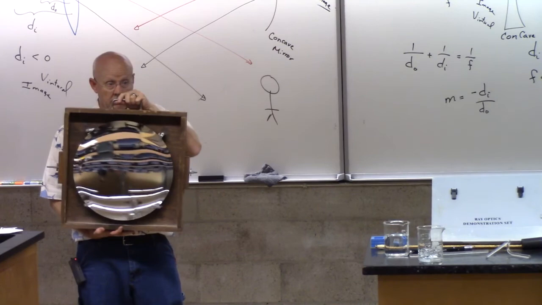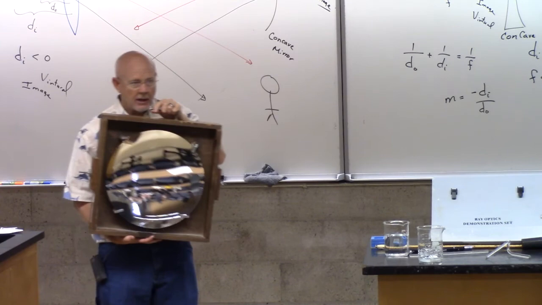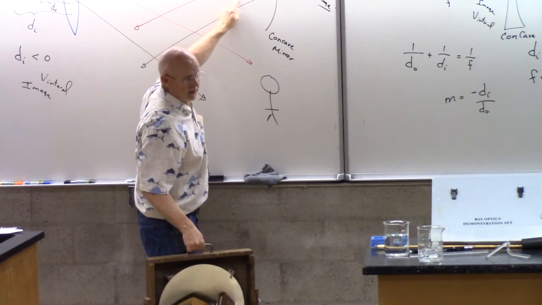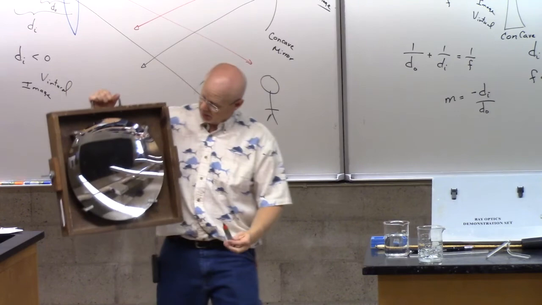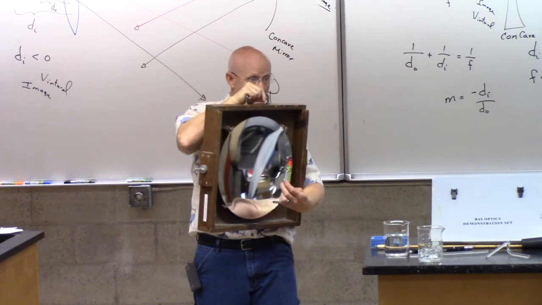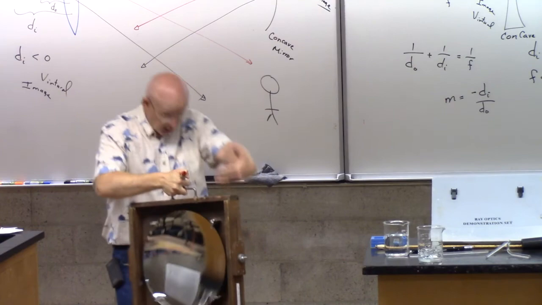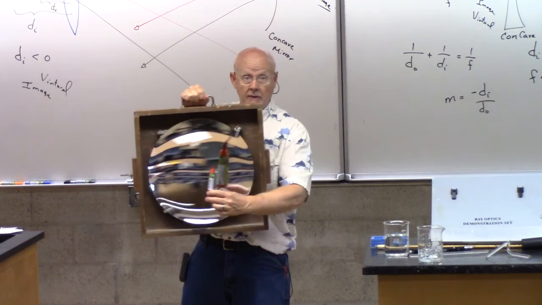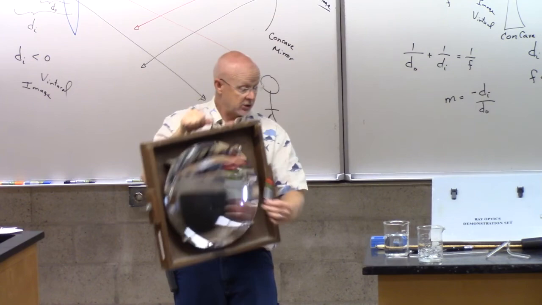Of course, I got to get the angle right for people to see that. But if I put something close, something within the focal length, maybe like this red marker, you will see it, if I get the angle right. Can you see me? You'll see it bigger, right side up, and it'll have the appearance of being over here by me, further away than the mirror and further away than the object, as we, the camera people, can see it. And so that's that effect.